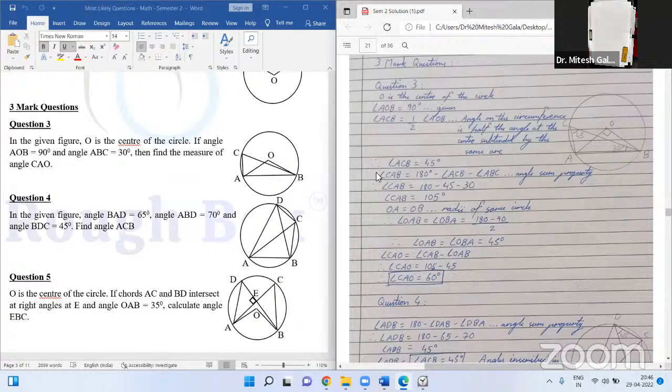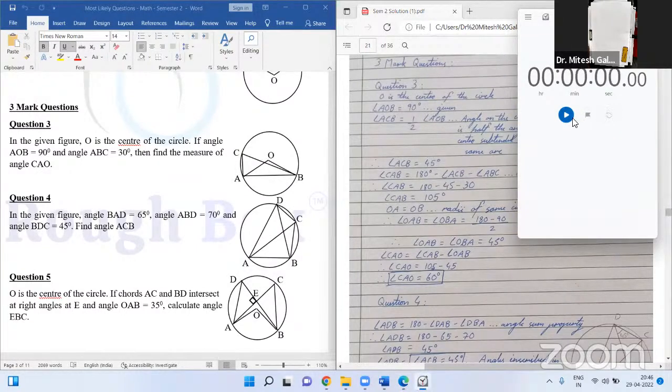What is your name, beta? Sir, Mahi. Okay, and where are you from, Mahi? Sir, Lucknow. Very good, bacha. Chalo, question number 4.